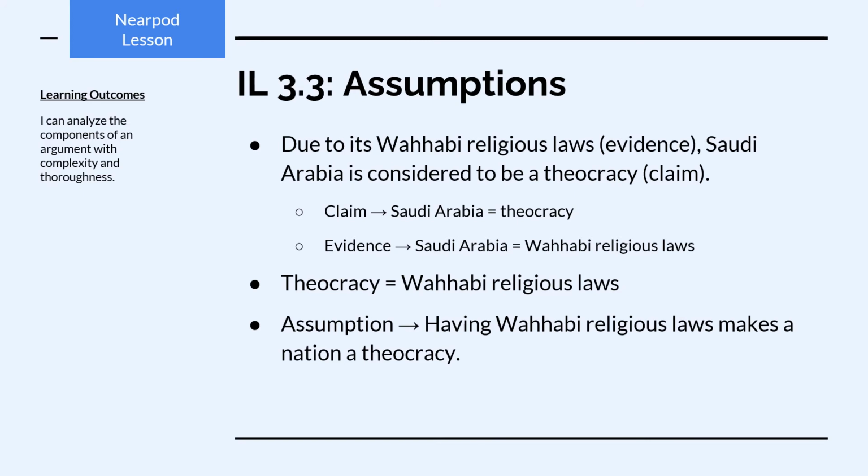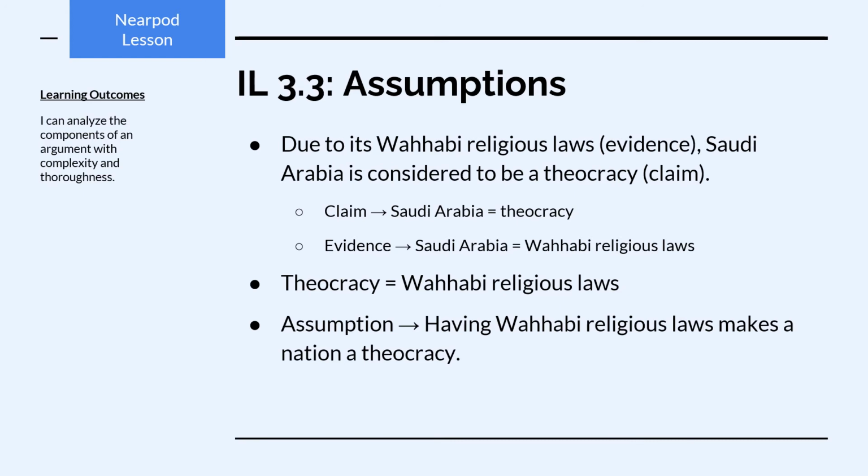And then our claim is that Saudi Arabia is considered to be a theocracy. So if we look at the terms there, our claim is that Saudi Arabia equals theocracy, and our evidence is that Saudi Arabia equals Wahhabi religious laws, or having Wahhabi religious laws, something like that. So our assumption needs to connect those unmatched terms there. The matching term, Saudi Arabia, so we need to connect theocracy to Wahhabi religious laws. So theocracy equals Wahhabi religious laws.